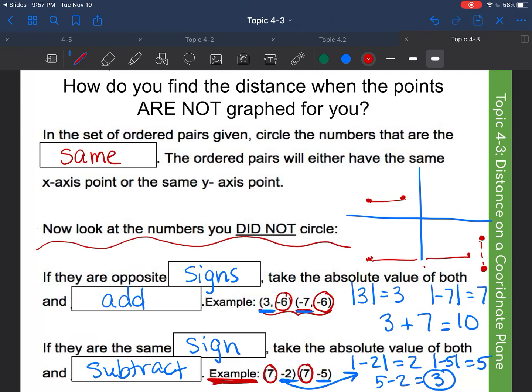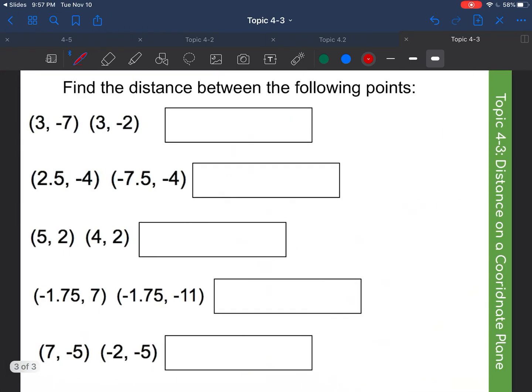All right, so let's do some examples. So you're going to find the distance between the following points. And again, do exactly what we just did. Okay, I'm going to actually draw just a little graph here, so maybe we can get a little visual. All right, so circle the numbers that are the same in both of the ordered pairs. So in the first ordered pair, number 3 is the same. And then you're just going to look at the numbers that we did not circle. So we have negative 7 and negative 2. Do those numbers have the same sign or different signs? They have the same sign.